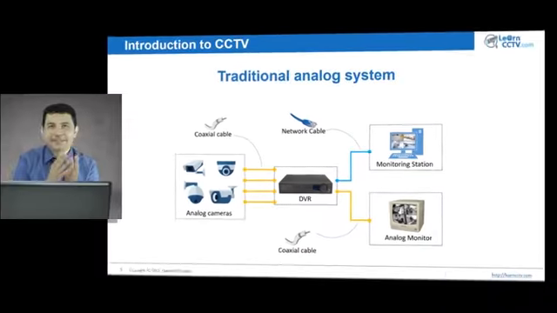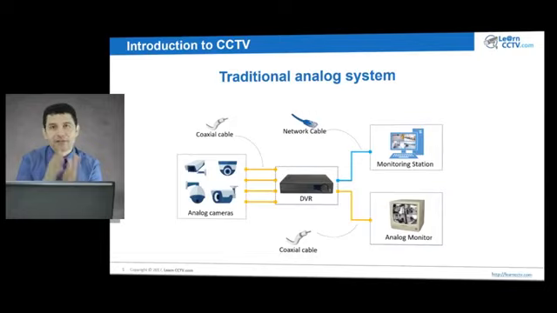The camera sends the video, it's analog video, to the DVR. The DVR is going to convert from analog to digital and can record it on a hard drive. And you can also see it using a monitor in analog format, or you can see it through your network using your computer or even a tablet or cell phone. But the video needs to be converted from analog to digital so you can see it on your computer.